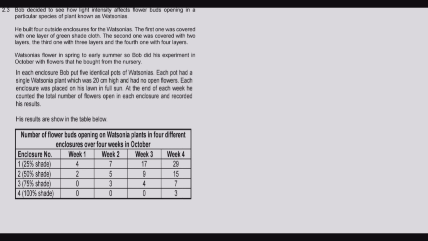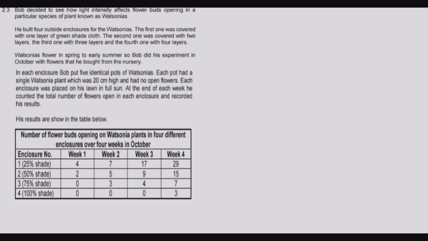The one that was covered with 50% shade had 2, and the one which was covered with 75% had 0, and the one which was covered with 100% had 0. Okay, now when you come to week 2, you see that the one with 25% had 7 flowers, or 7 openings of the buds, and the one with 50% had 5, the one with 75% had 3, and the one with 100%, which is number 4, had 0.